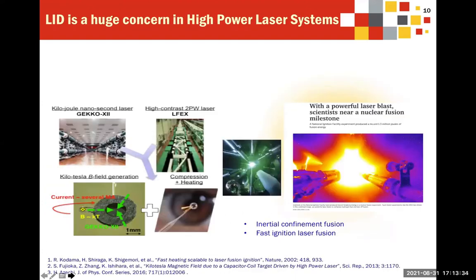So why ALD? Well, it is a huge concern in high-power laser systems. Recently, by focusing 192 beams onto a target, compressing the hydrogen target, researchers were able to generate 1.3 million joules of energy. This process via laser fusion is deemed a promising source of renewable and sustainable energy.